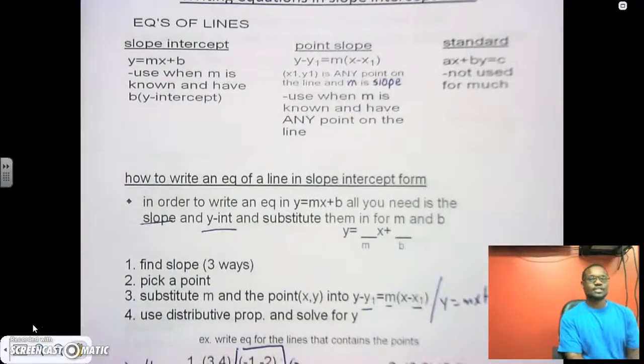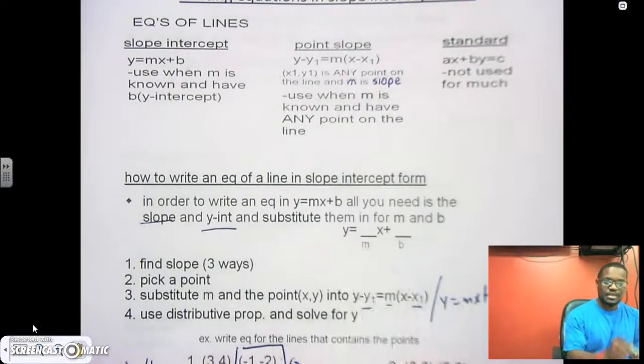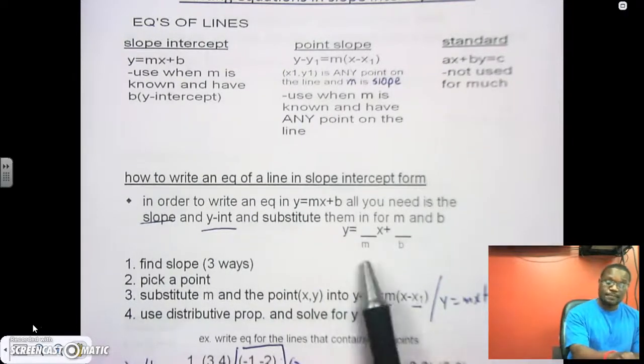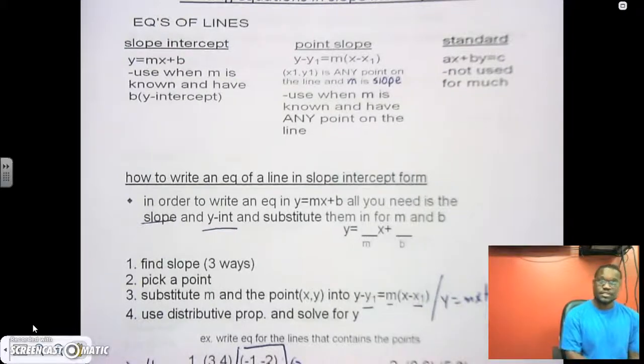Now, how to write an equation of a line in slope-intercept form. First of all, you've got to understand that it's very easy if you are given the slope and the y-intercept. You simply substitute them in for m and b, where the slope goes and the y-intercept goes. Some people miss out on that, and it's right in front of their faces, and they ask me what to do. I'm saying, do you understand what this slope-intercept equation is saying? If you know the slope and the y-intercept, you simply put those numbers in.